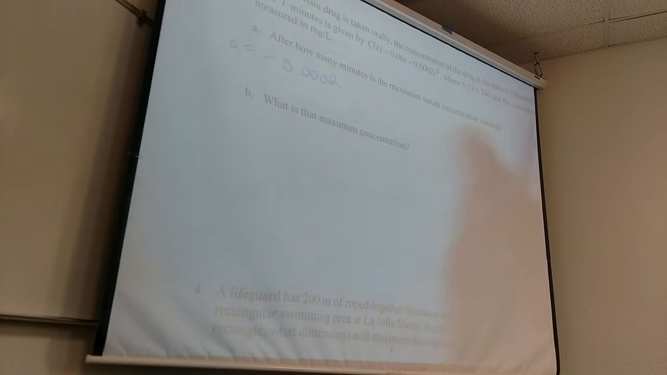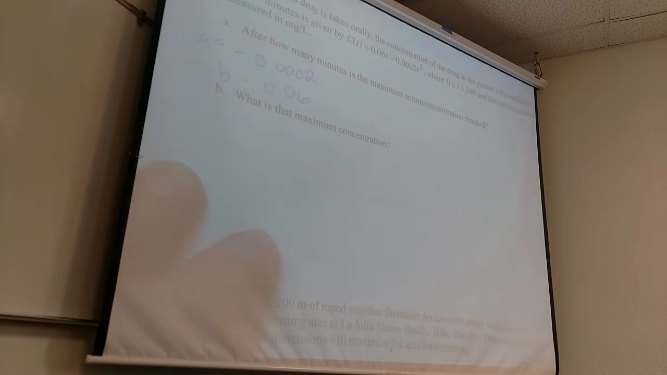Yes, negative 0.0002. Because A is always the thing in front of the squared piece. B is always the thing in front of the X, or the T in this case. What's C? 0. There is no C. There's no constant piece. So what's B? Yeah, the only other thing left, 0.06.